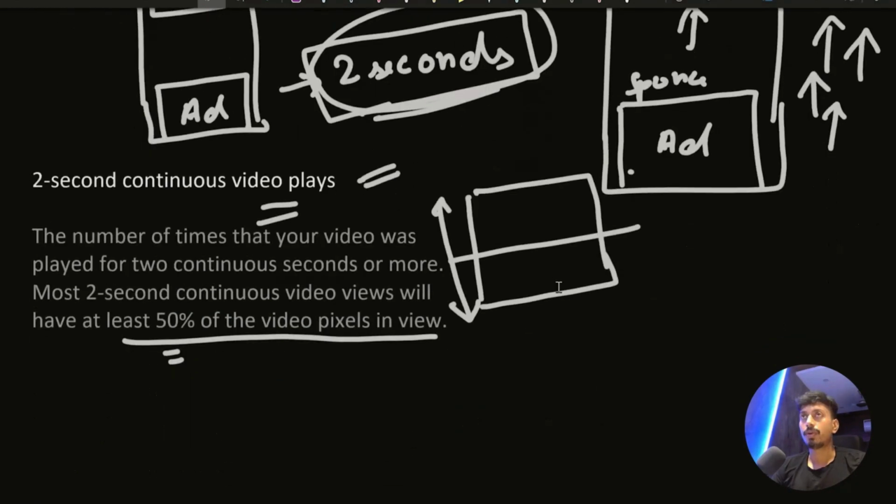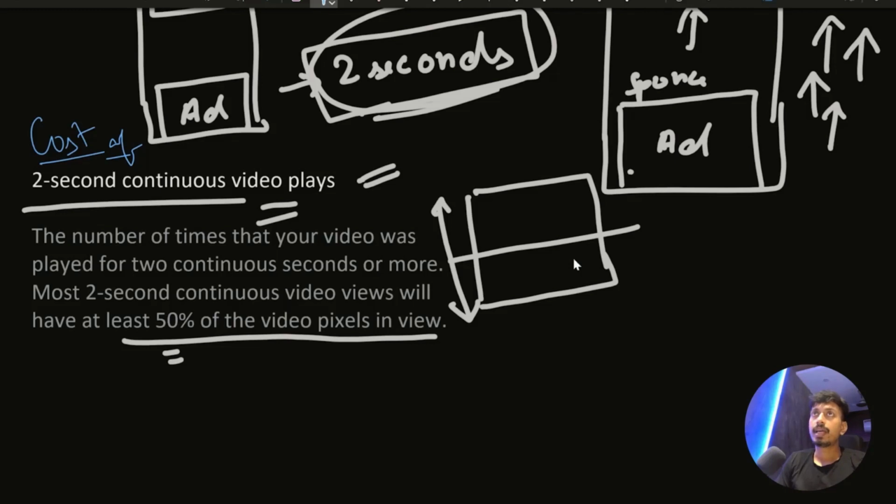Okay, let's move forward. Now there is one more thing I want to remind you. All of these metrics, the 2 second continuous video play and all of the other metrics which we have afterwards, will have one more metric associated with it, which is called cost per. So every time this is triggered, you will also get the cost per metric reflected in your dashboard.